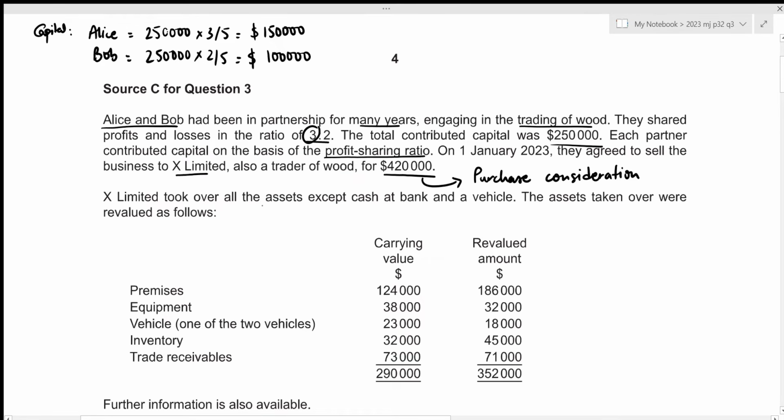Now, X Limited took over all the assets except cash at bank and a vehicle. The assets taken over were revalued as follows. So we're given the carrying value. This is the value in our balance sheet or statement of financial position. And revalued amount is the amount that X Limited paid for these assets.